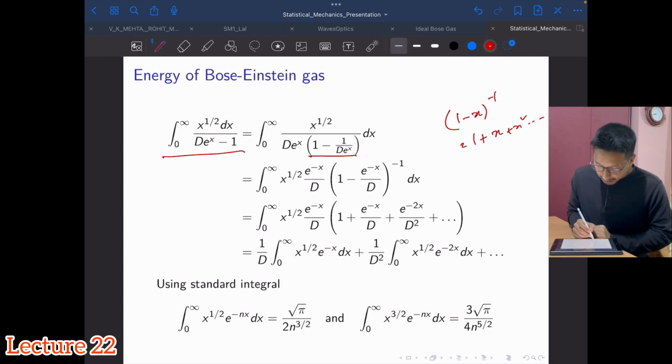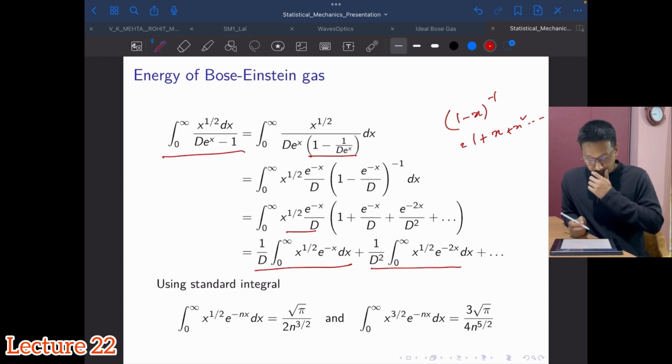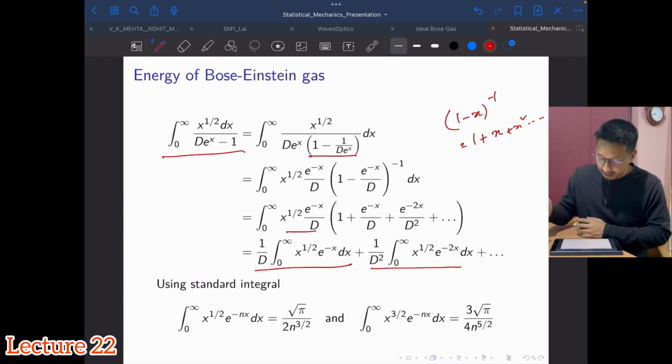So multiplying the first term with the 1, I will get this. Multiplying the second term, you will get this. Now this has certain terms, and it will keep going. For the third term, you can write 1 by d cube.